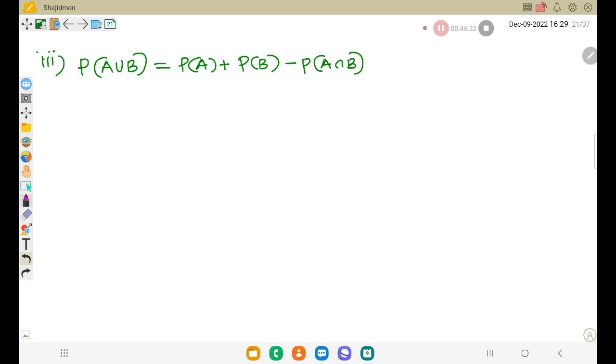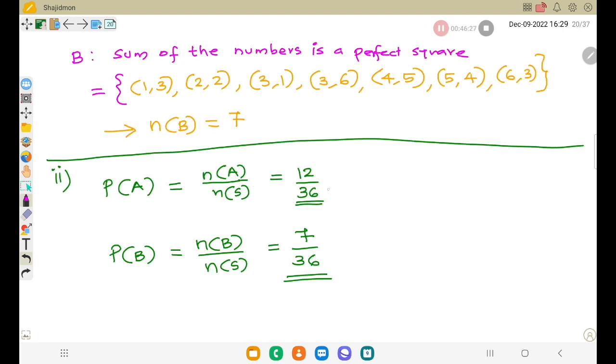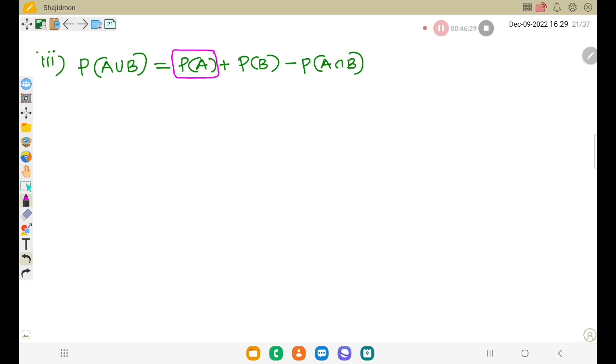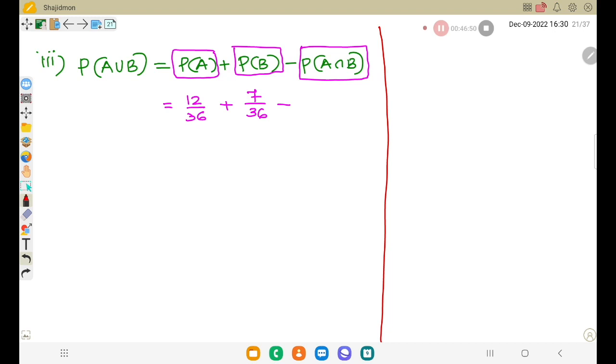Now out of this, the probability of A, this value we already know. What is the probability of A? 12 by 36, correct? Here we calculated 12 divided by 36, plus the probability of B. This also we know, we just calculated it, 7 over 36, minus. Now we need to calculate the probability of A intersection B. This value we have not calculated, correct? The probability of A intersection B. So first calculate what A intersection B equals.